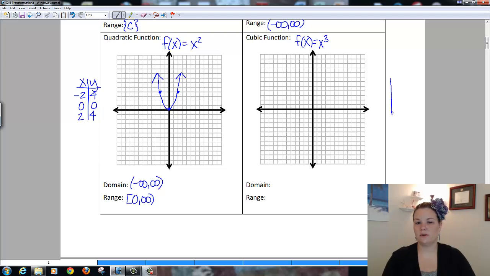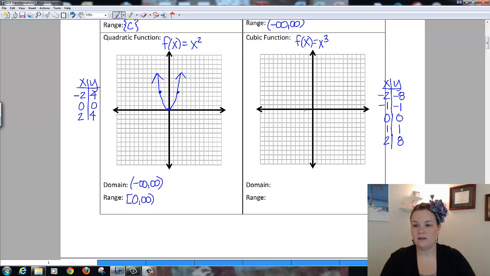Okay. If we're not sure about that, again, we can make a little xy table. I'm going to plug in several numbers since we haven't seen this one before. I'll plug in -2, -1, 0, 1, and 2. When I plug these numbers in, all I'm going to do is cube them. -2 cubed gives me -8. -1 cubed gives me -1. 0 cubed gives me 0. 1 cubed gives me 1. And 2 cubed gives me 8.